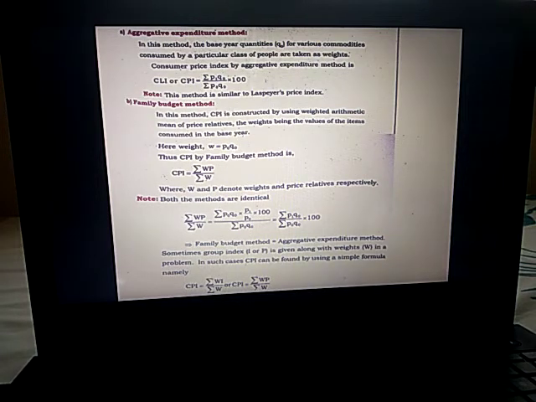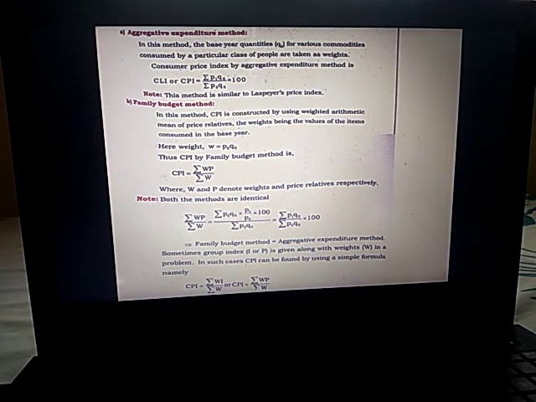The second method is the family budget method. In this method, the consumer price index is constructed by using the weighted arithmetic mean of price relatives, the weights being the values of the items consumed in the base year. So here the weight W will be P naught into Q naught, because the weight is taken as the values consumed in the base year. Value is nothing but price into quantity. In the base year it will be P naught into Q naught.